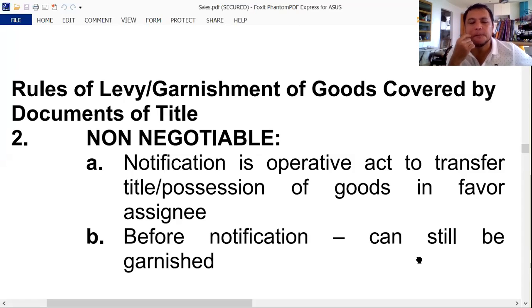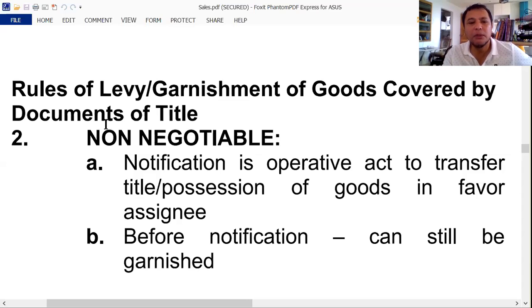So what if the goods which are covered by negotiable documents of title or non-negotiable documents of title are subjected to levy or garnishment? So again, levy or garnishment is seizure or foreclosure by the court, no? And the sheriff is the one handling the seizure. The sheriff is an officer of the court, just implementing or executing the order of the court.